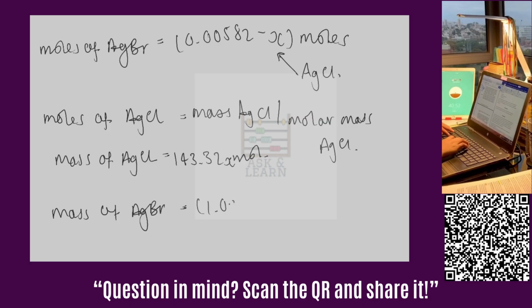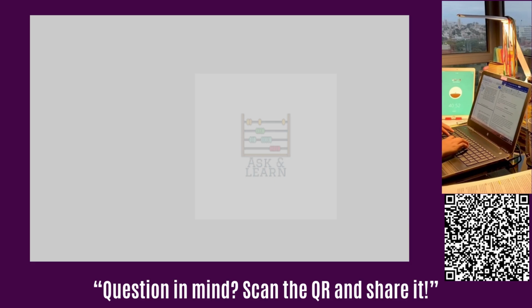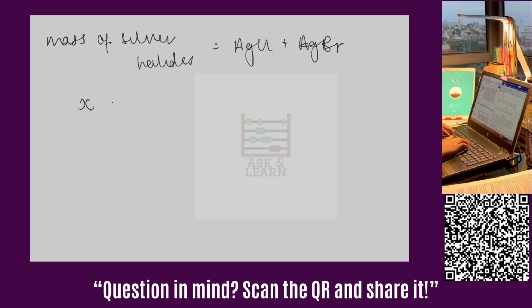That is 1.092 take away 187.77 x per mole. So therefore the mass of our silver halides is the sum of those. Then we solve for x, which is 0.00212 grams. And so therefore we can determine the moles of AgCl.